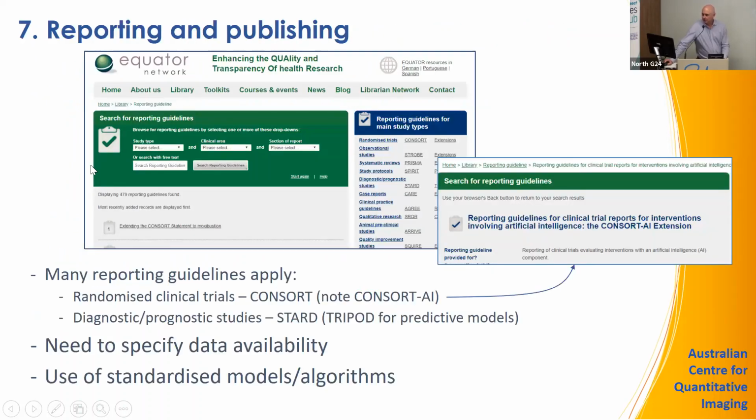For reporting and publishing, again, I'd refer you to the Equator resource where you can get information on standardized reporting. So CONSORT, for example, is the typical method for reporting clinical trials. And note there is a CONSORT-AI extension. So for trials reporting artificial intelligence developments, there's a standardized way of reporting those now.